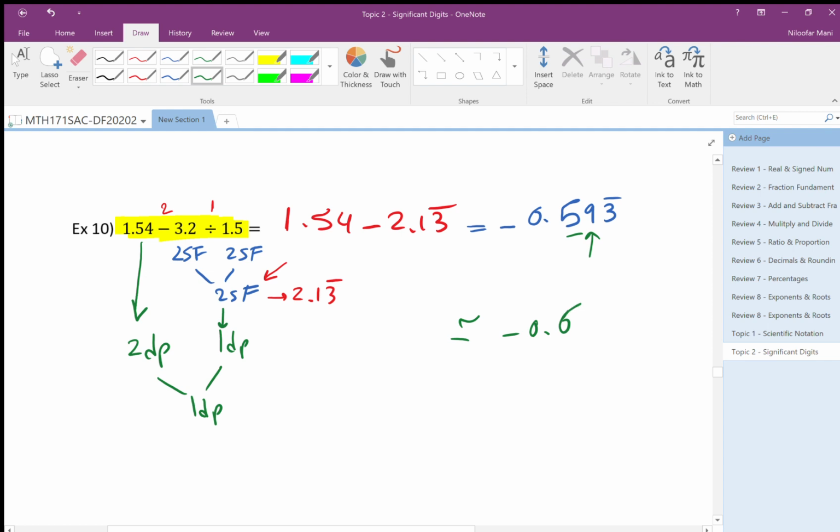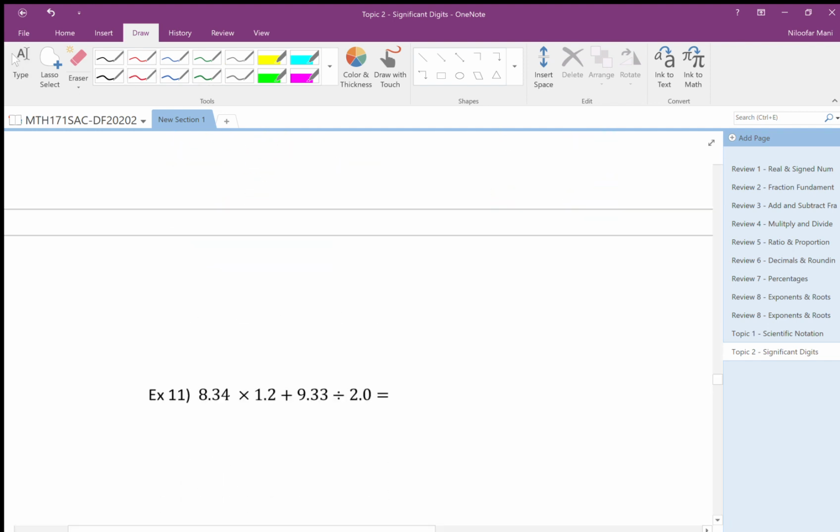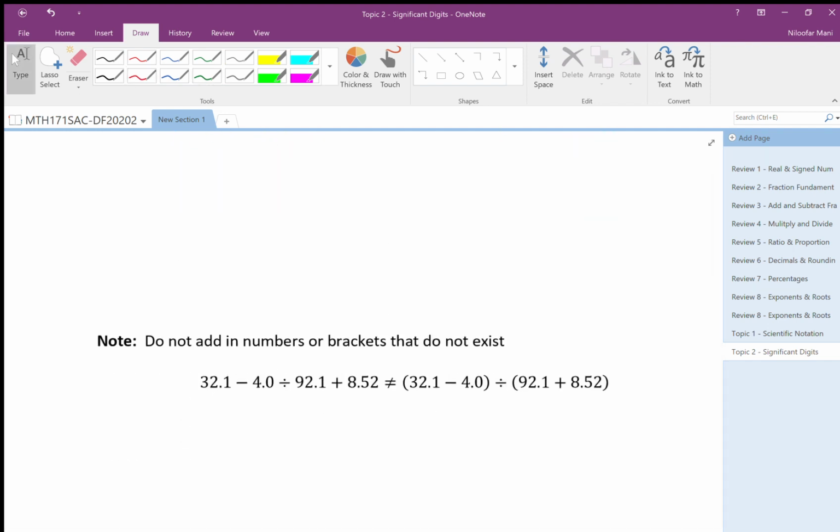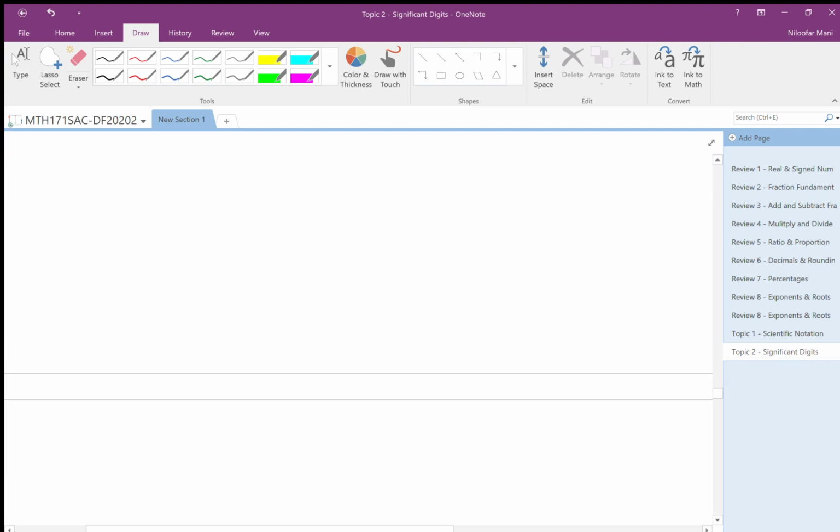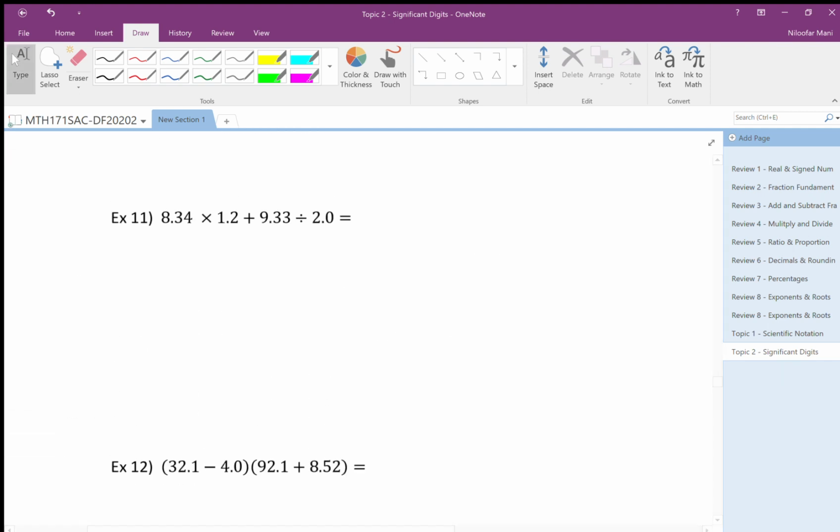How about next? I think I have two questions here, and then I talk about this, and then these are practice. Which one do I do first? This one first, this one next, and this one third. The first one I have multiplication: three significant figures, two significant figures, so you round to two significant figures.